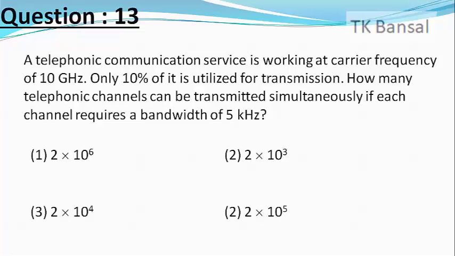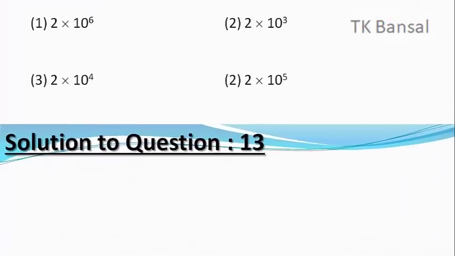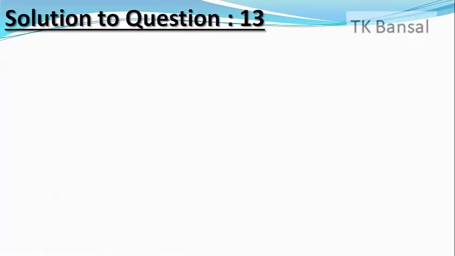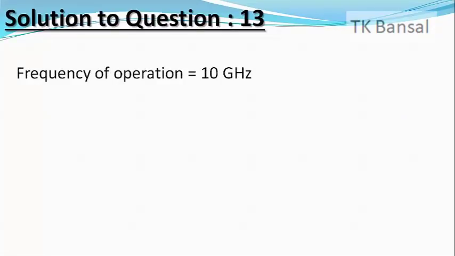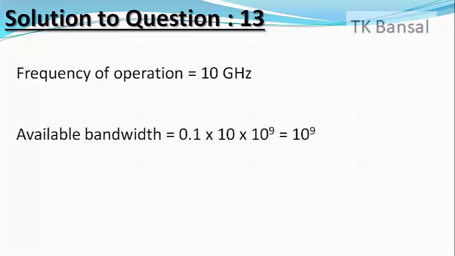Now that's a very simple question from communication systems. It's given that the telephonic communication service is operating at a carrier frequency of 10 GHz, that is equal to 10 into 10 raised to power 9 Hz. Since only 10% of it is utilized for transmission, therefore the available bandwidth is 0.1 into 10 into 10 raised to power 9, which is equal to 10 raised to power 9 Hz.